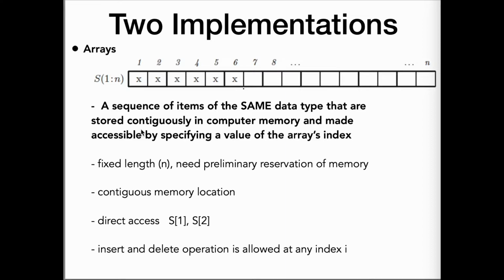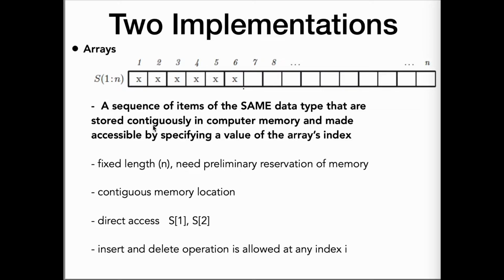Array is a sequence of items of the same data type that are stored contiguously in a computer memory and made accessible by specifying a value of the array's index. There are two important properties from this definition. The first one is that it is required that the data type for all the elements is the same. So all integer or all character.